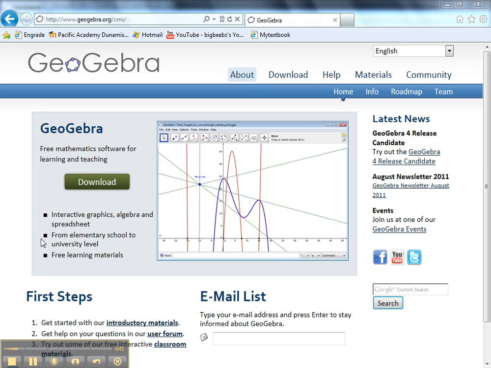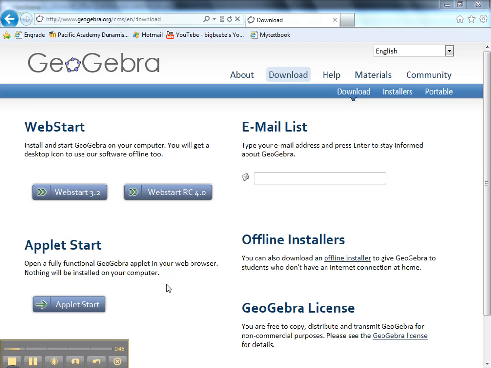I'll leave it up there, and if you go to the download page, you'll see you have all these different download options, and I chose the offline installer so that I can use it even without an internet connection, which I suggest you do because you know what our internet connection is like at school, even when it is working.